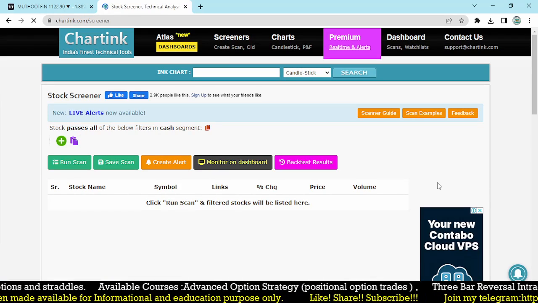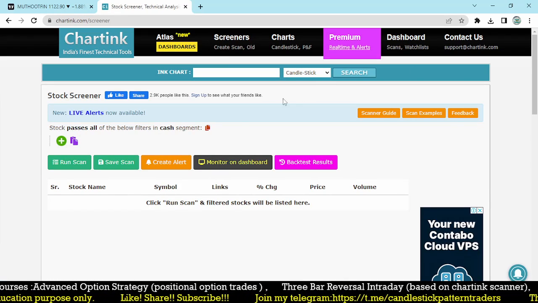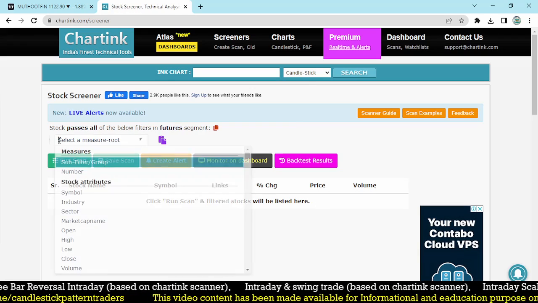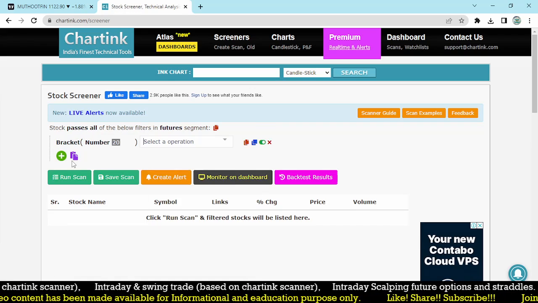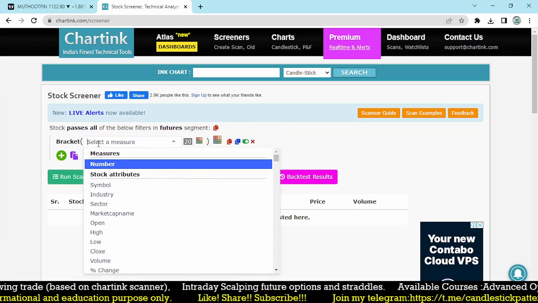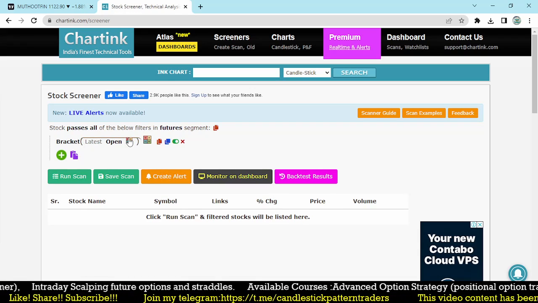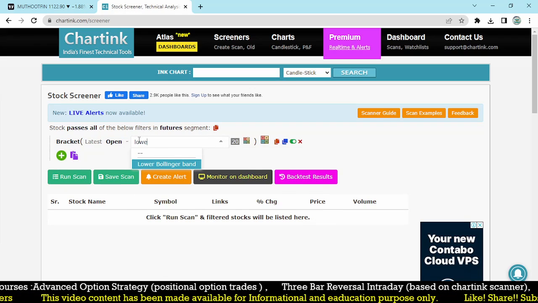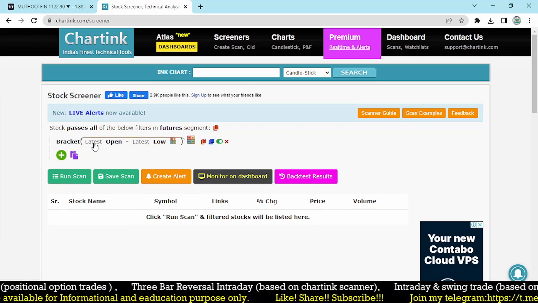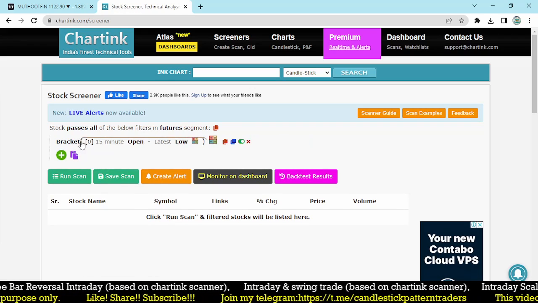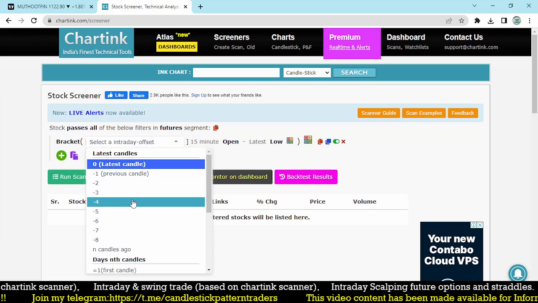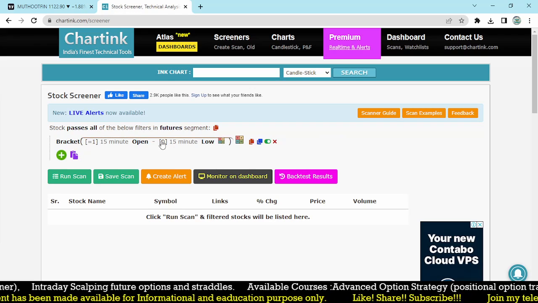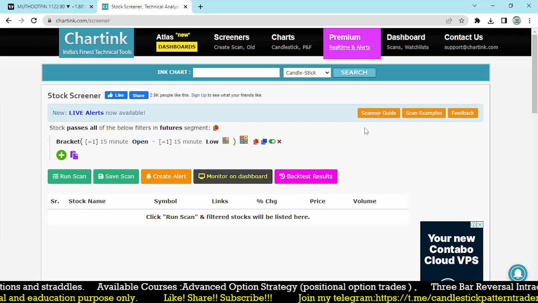I have already made a lot of videos on the hammer candle. I'm going to use futures, and we use the first 15 minutes. We already know how to create the bracket value, that is open minus low, so we are calculating the open and low price for the 15 minutes candle. Instead of the zero candle, you should use the first candle. Here also, with the first 15 minutes, change the zero candle to the first 15 minutes candle.